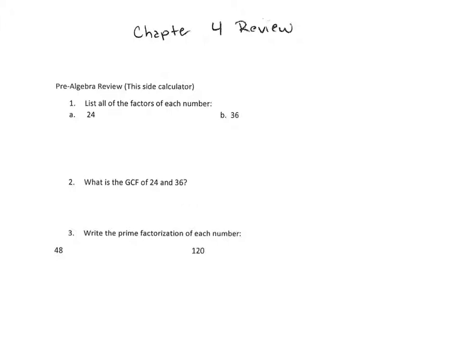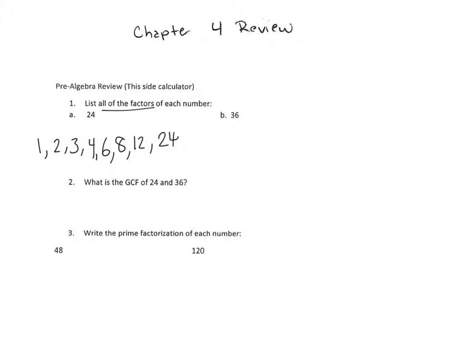Okay, these are the type of problems that you could use a calculator for if you want. The other side you want to do without a calculator, very carefully with the negatives. So number 1, if you have to list all the factors, you do a factor rainbow. So 1, 24, 2, 12, 3, 8, 4, 6.